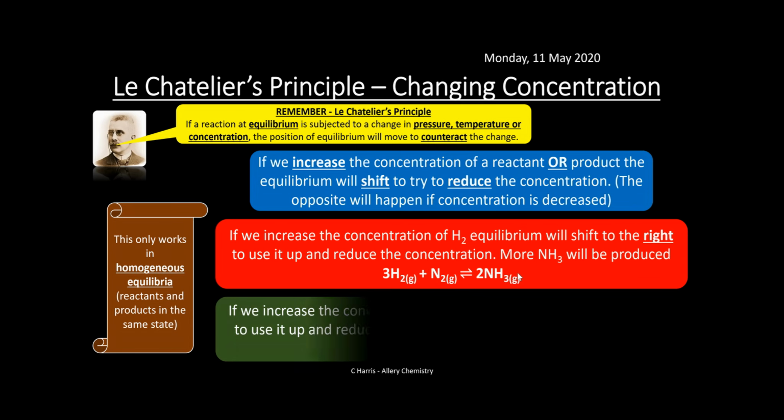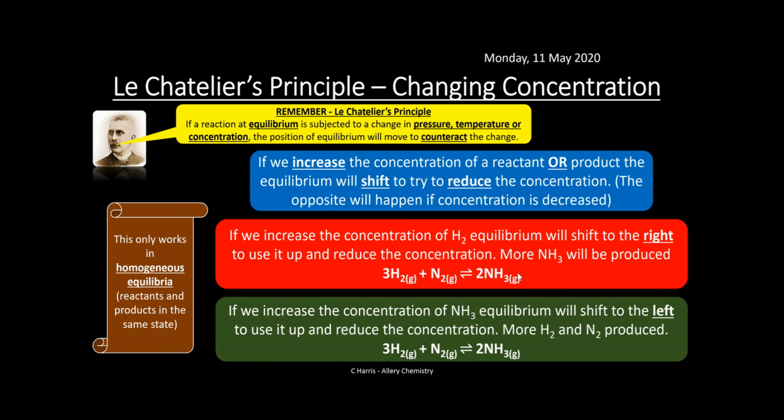And if we increase the concentration of ammonia, equilibrium will shift to the left to use it up and reduce the concentration, because we've just increased it. So more hydrogen and nitrogen is produced. Just the same principle: if we increase the amount of ammonia, the equilibrium will shift to try and reduce it, and it will produce more hydrogen and nitrogen. So that's not a good move if you're in the industry of producing ammonia.